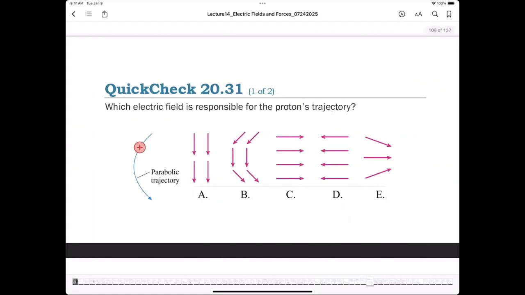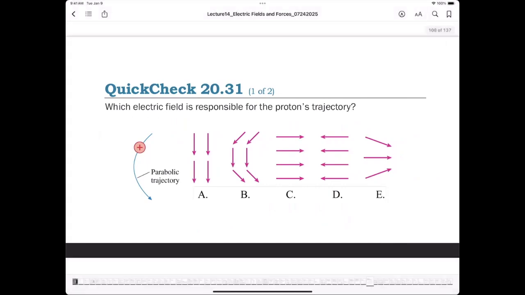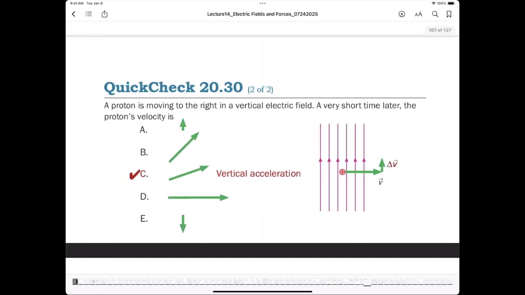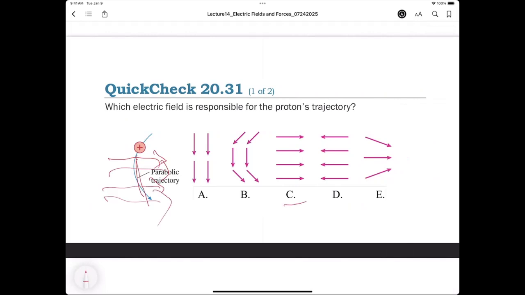Okay. Which electric field is responsible for the proton's trajectory? Firstly, the electric field should be uniform and not cross, so we need to choose from A, C, D. And because the trajectory is similar to this one but with a changed direction, the electric field should be in this direction. So the right answer should be C. That makes sense to you?